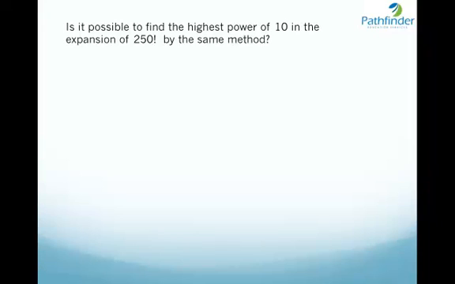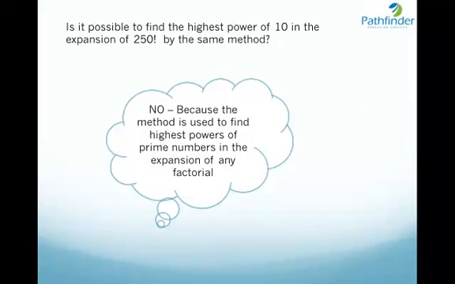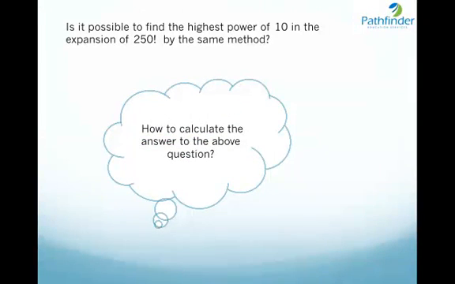But you need to remember that you cannot find the highest power of 10 in the expansion of factorial 250 by the same method. The reason is our method is only useful for prime numbers and 10 is not a prime number. So we cannot directly apply the same method in the above example. So how to calculate the answer to the above question?